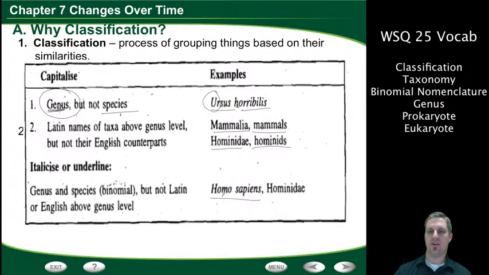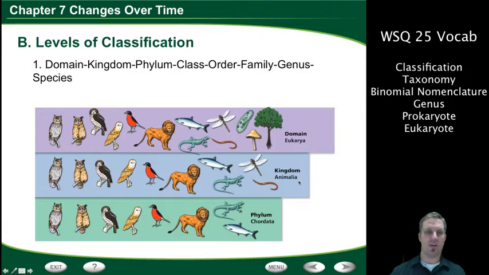So you will italicize anytime we see the binomial nomenclature, like Homo sapiens, the genus and species. We'll italicize or underline that. Hominidae, which would be the family level, or the order level, we don't have to underline or italicize. So those are a couple rules you have to know. So capitalize genus, don't capitalize species, italicize scientific names, but we don't have to italicize any of the others, and we capitalize all the Latin names of the taxonomy, but not the English counterparts.